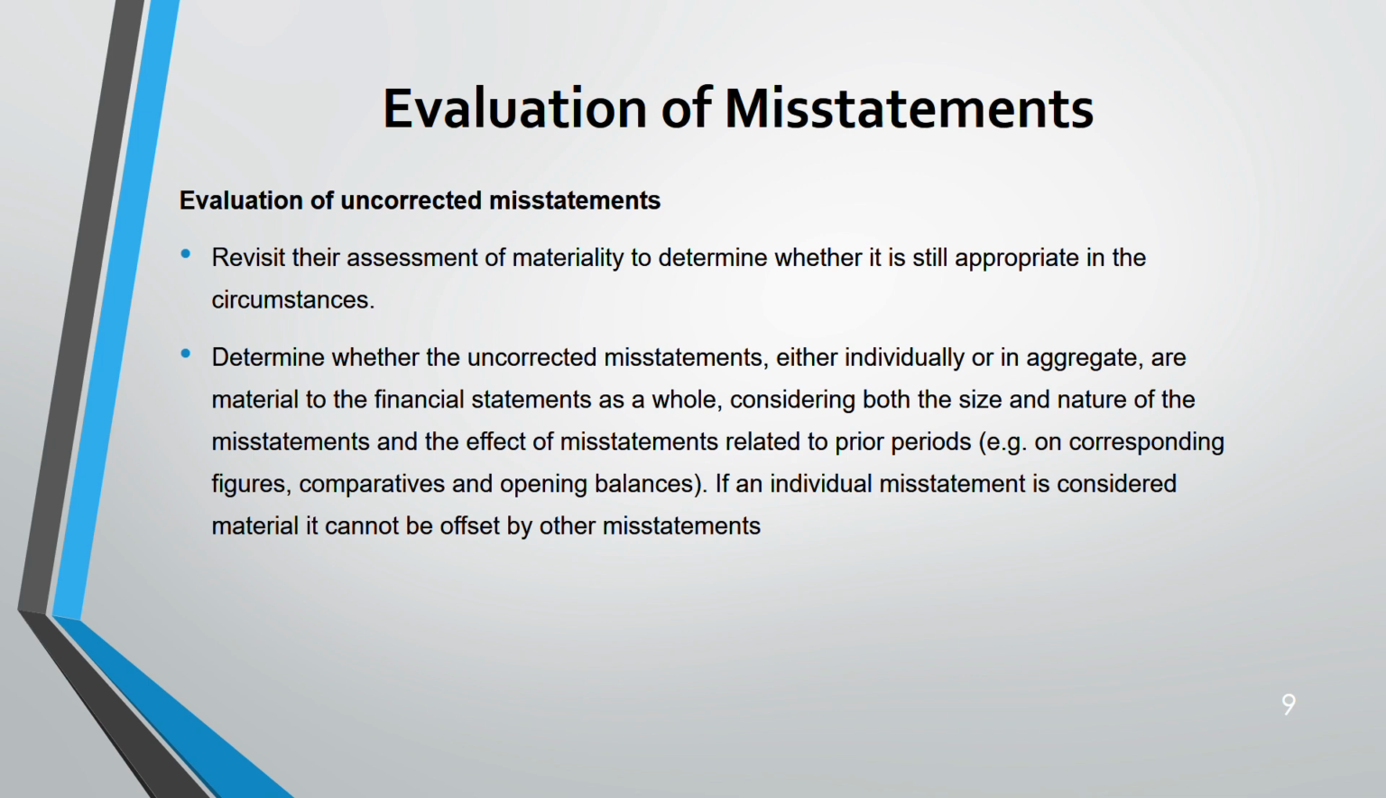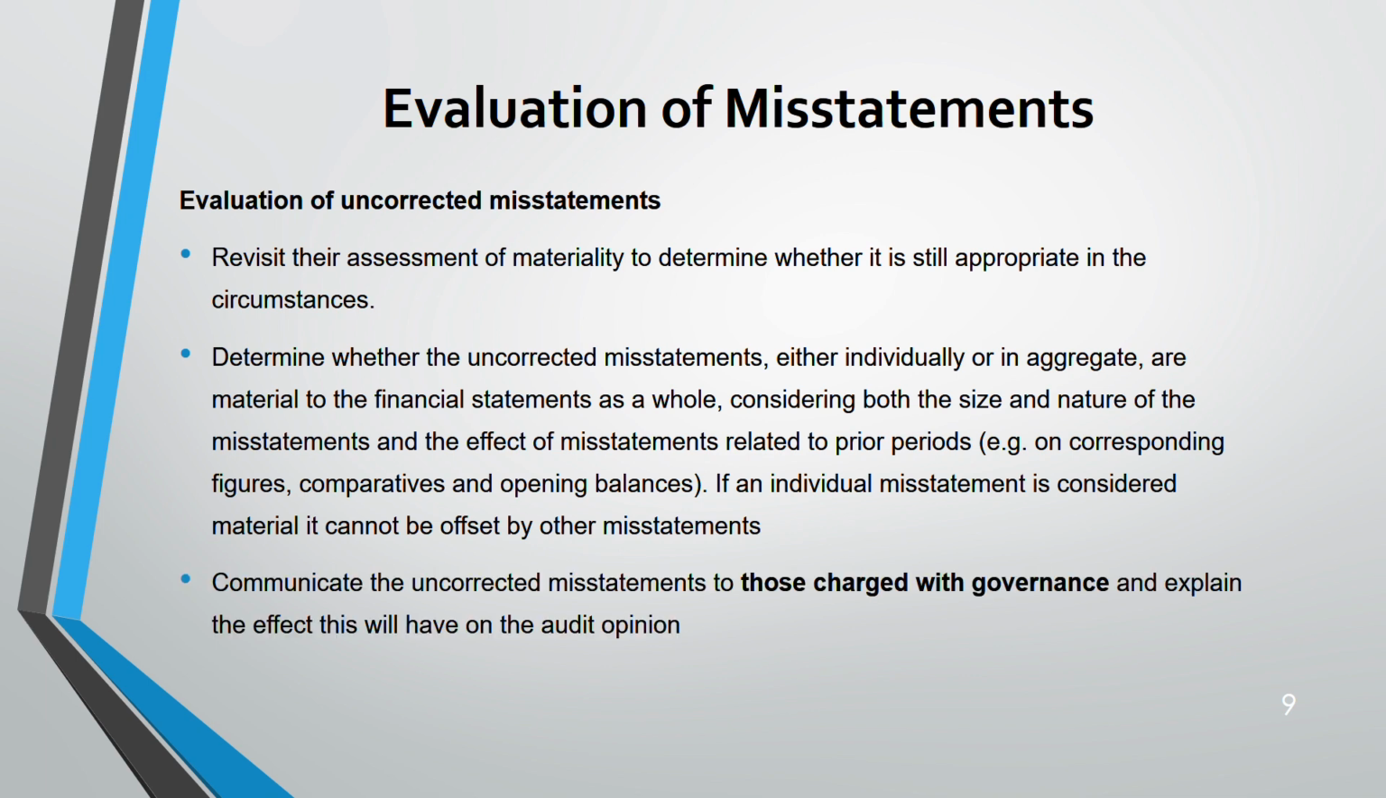Also consider the effect of misstatements related to the prior period. Because if something was material in the prior period, chances are this year also it could be material. That's why you need to check in the prior period whether the effect of the misstatement was material or not, like on opening balances, on corresponding figures, on comparatives. And if an individual misstatement is considered material, it cannot be offset by other misstatements. You cannot deduct other misstatements from that material misstatement and say that this is an overall misstatement. No.